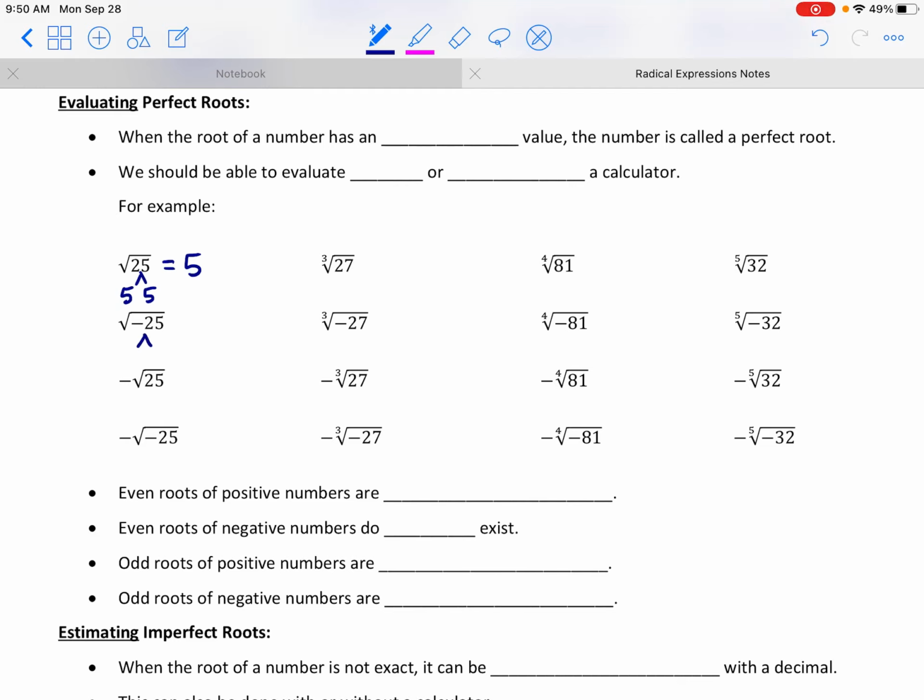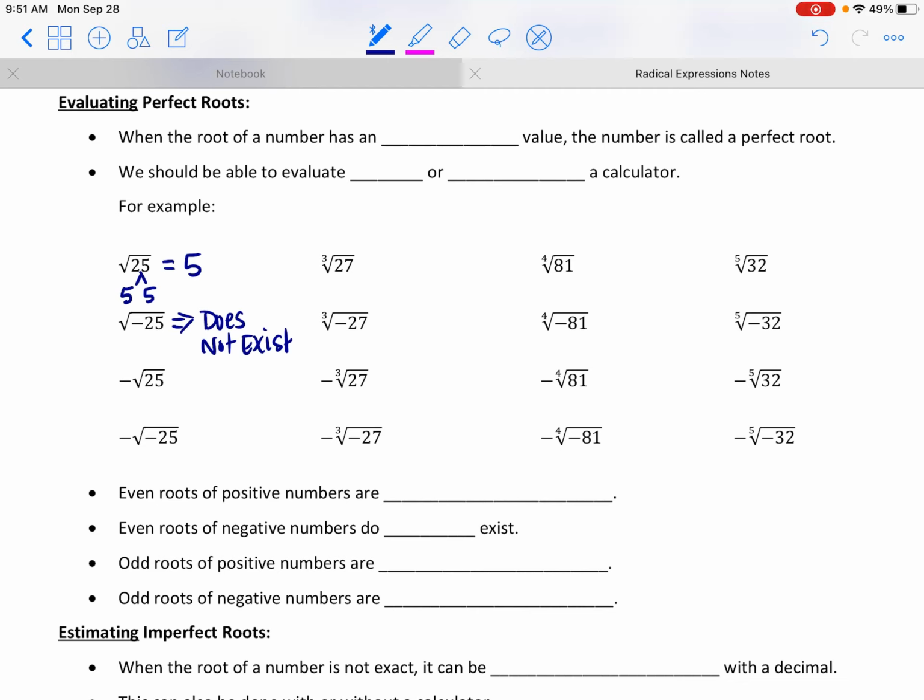So the question would be, is there a number I could multiply by itself to make a negative 25? Well, my options would be a positive 5 and a positive 5, which would make a positive 25, or a negative 5 and a negative 5, which would still make a positive 25. Since this number has to be the same number twice, and since a positive times a positive makes a positive, and a negative times a negative still makes a positive, then this doesn't exist. This is not possible. So we're going to say this does not exist. Or we could say that there's no real number value for it.